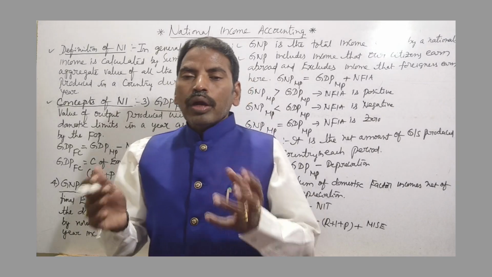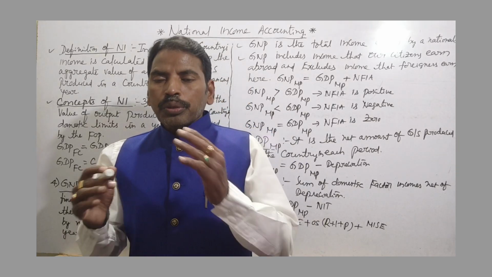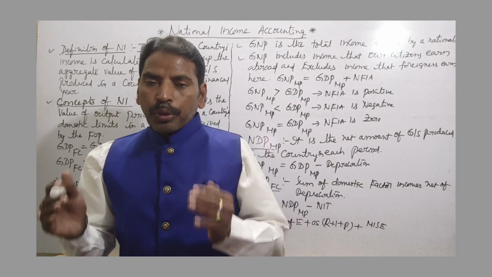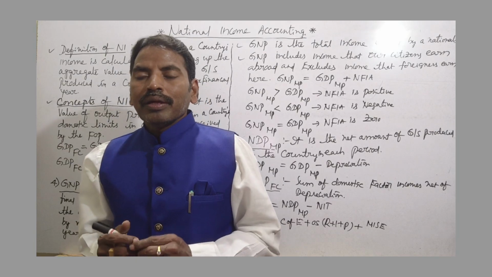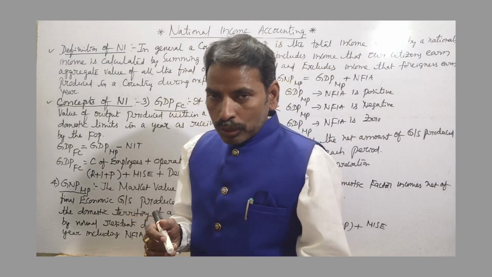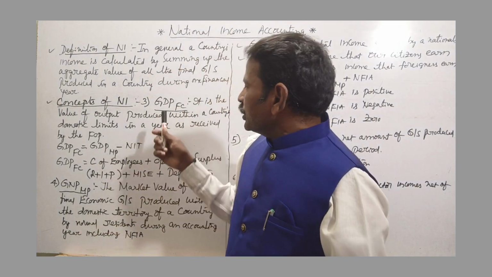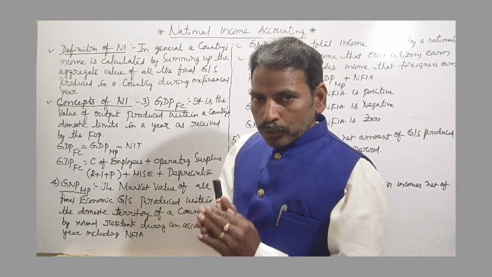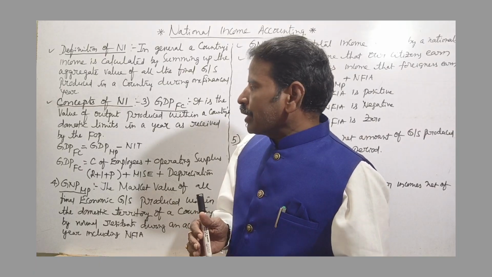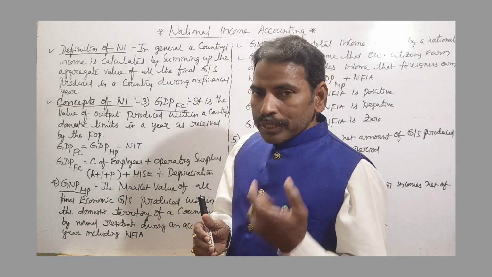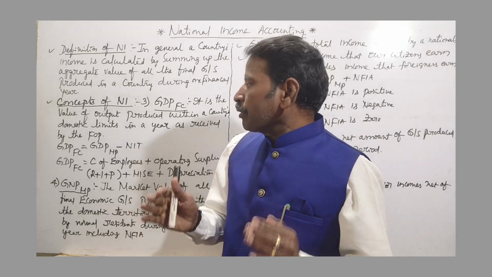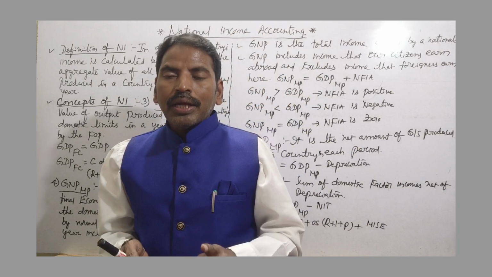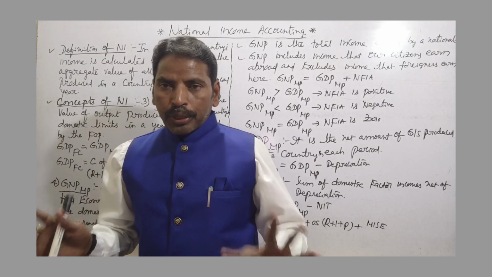That means the value of goods and services produced within the country, as received by the factors of production, is called GDP factor cost. The factors of production are land, labor, capital, and entrepreneur.